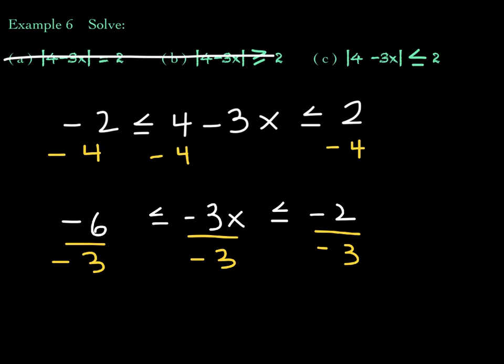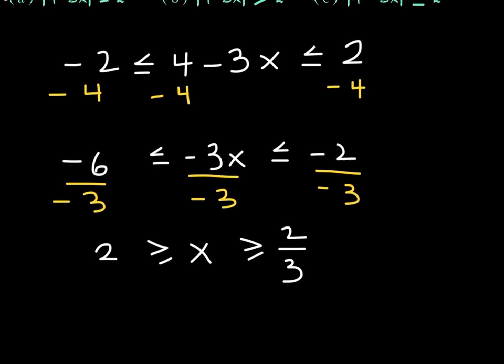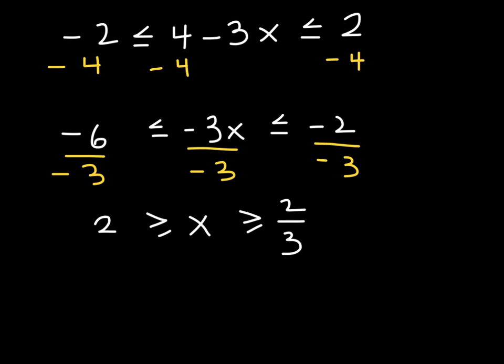So you've got 2 ≥ x ≥ 2/3. Let me scroll down a little bit here. Writing this from least to greatest would be equivalent to 2/3 ≤ x ≤ 2. Make sure you turn that around, okay, everybody?